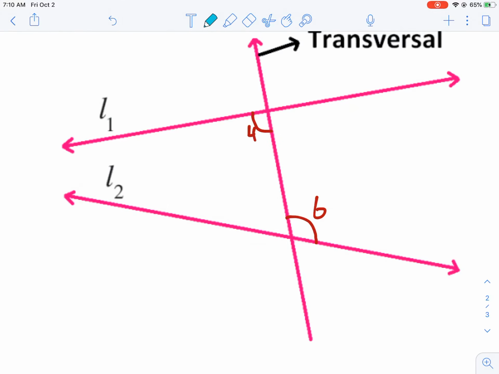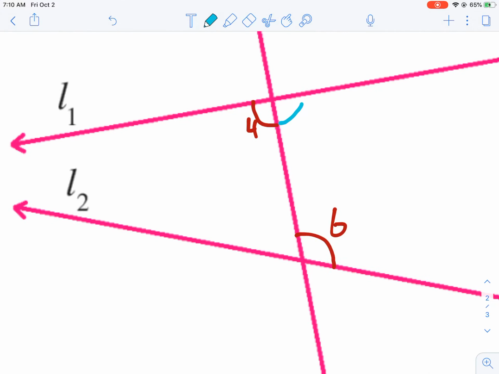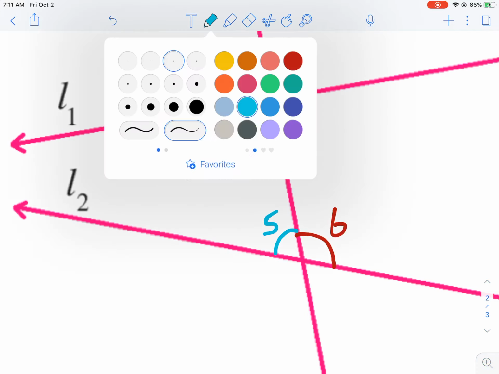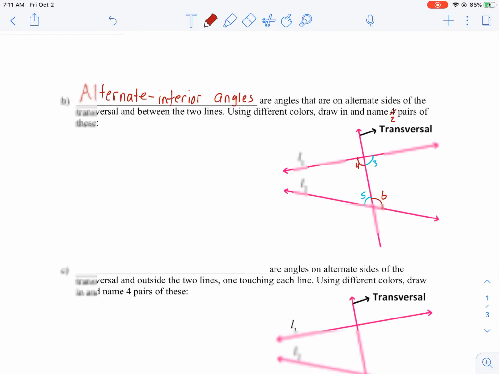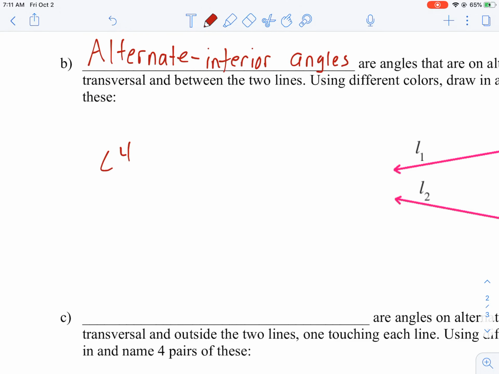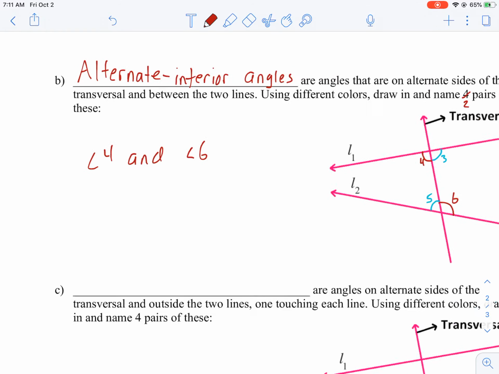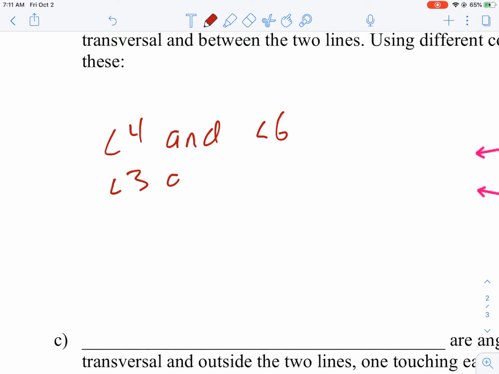We also have angle 3, and this would be like angle 5, okay? So that's the other pair of alternate interior angles. These come up a lot, just because it has to do with lines intersecting. So it's kind of important to know these. So that would be angles 4 and 6, and then angles 3 and 5, okay?